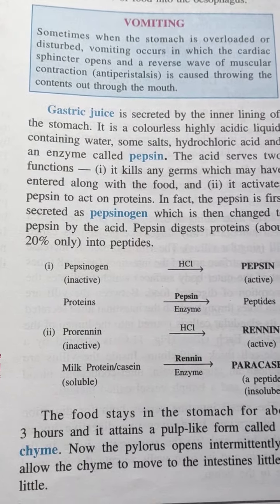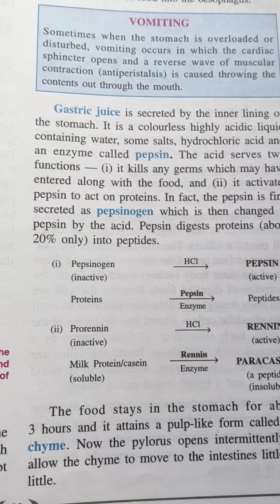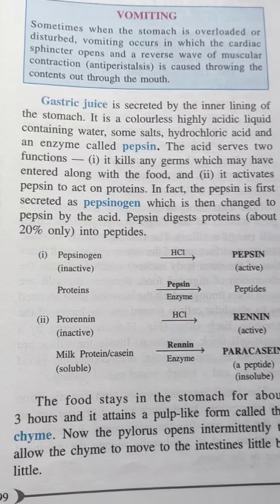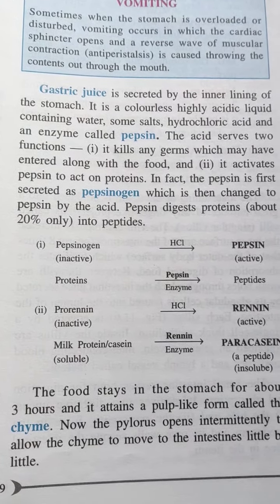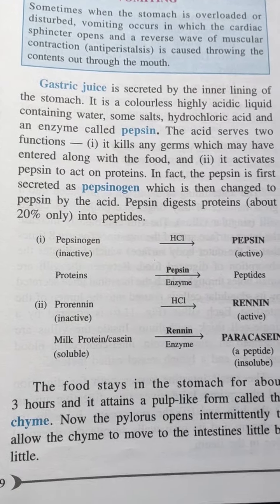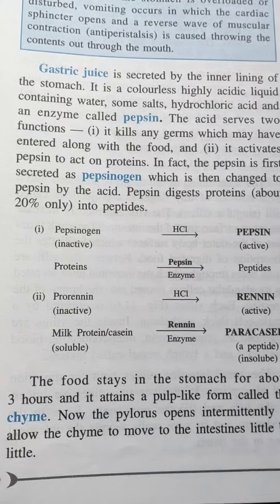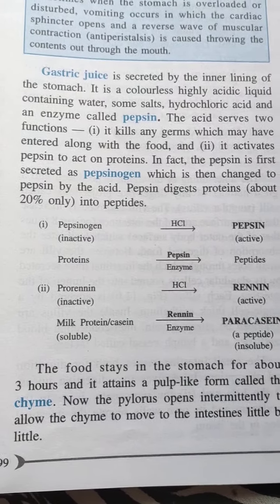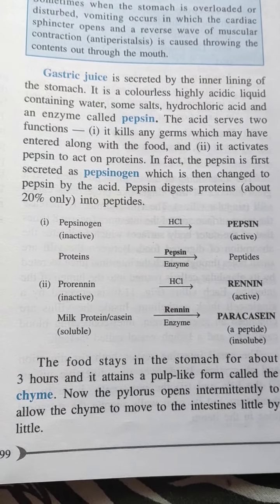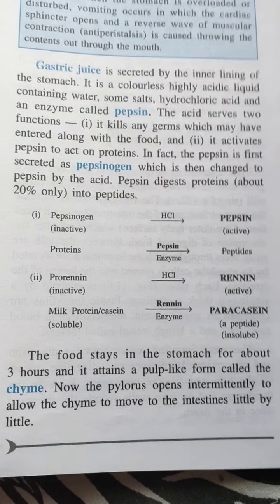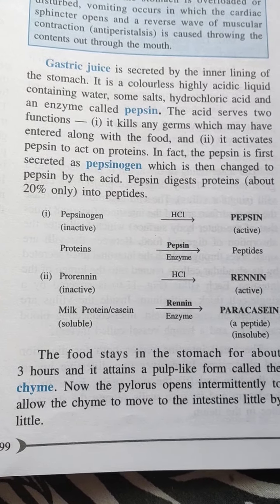Now, this renin is the enzyme which is acting on the milk protein or casein in case of babies who all have milk. Okay, and it is changed into paracasein, which is an insoluble form of the milk protein. Right. So, these are the four reactions we must know. And what is chyme? That also you have to learn. The food stays in the stomach for about 3 hours and it attains a pulp-like form called the chyme.